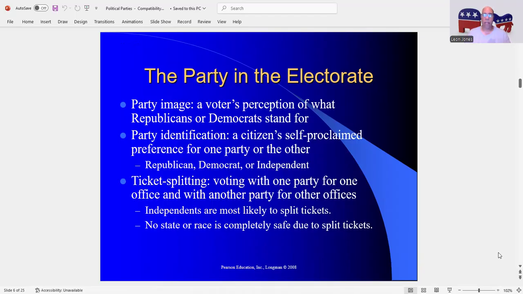Now, a party in the electorate, party image, is a voter's perception of what Republicans or Democrats stand for. Party identification is a citizen's self-proclaimed preference for one party or the other, Republican, Democrat, or Independent. Ticket splitting is voting with one party for one office and with another party for other offices. Independents are most likely to split tickets. No state or race is completely safe due to split tickets.